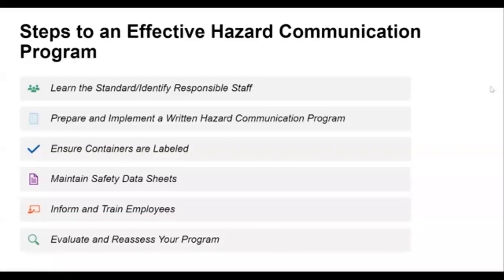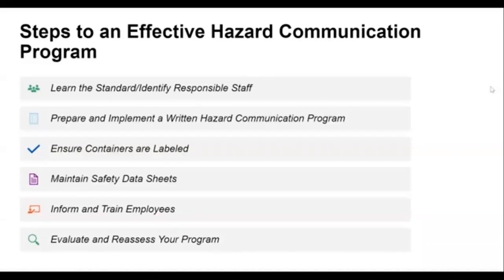Keep labels on shipped containers and label workplace containers where required. Maintain safety data sheets for each hazardous chemical in the workplace and ensure that safety data sheets are readily accessible to employees. Train employees on the hazardous chemicals in their work area before initial assignment and when new hazards are introduced. Training must also include requirements of the standard, hazards of the chemical, appropriate protective measures, and where and how to obtain additional information.